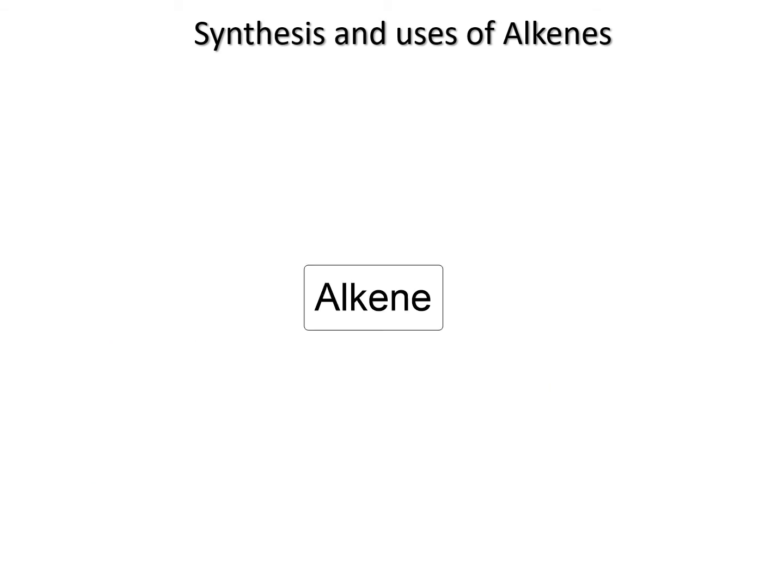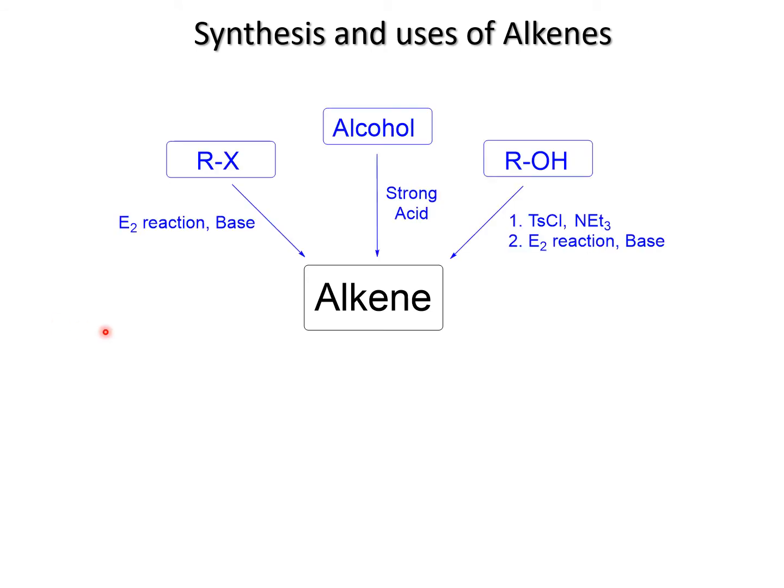Let's see now the synthesis and uses of alkenes. The alkene is a much more versatile functional group. We can form alkenes, for instance, like we can see in this chart, by an E2 kind of reaction starting from the corresponding halogenated compounds. We can do dehydration of alcohols, using typically very strong acids, or always with alcohols.